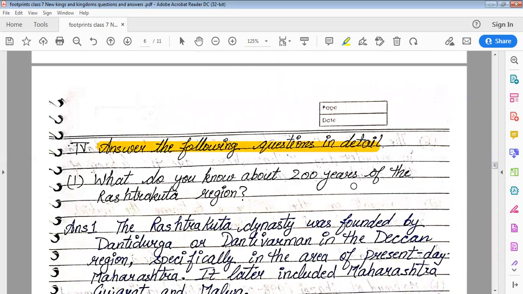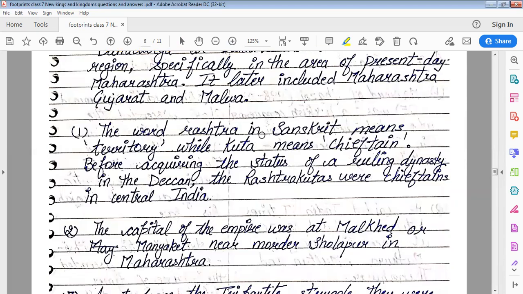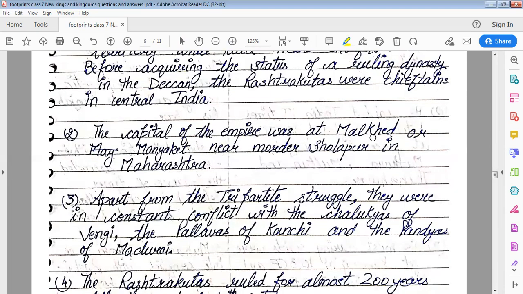What do you know about the rule of the Rashtrakutas? The Rashtrakuta dynasty was founded by Dantidurga or Dantivarman in the Deccan region, specifically in the area of present-day Maharashtra. It later included Maharashtra, Gujarat, and Malwa. The word Rashtra in Sanskrit means territory, while Kuta means chieftain. Before acquiring the status of the ruling dynasty in the Deccan, the Rashtrakutas were chieftains in central India. The capital of the empire was at Malkhed or Manyakheta near modern Sholapur in Maharashtra.